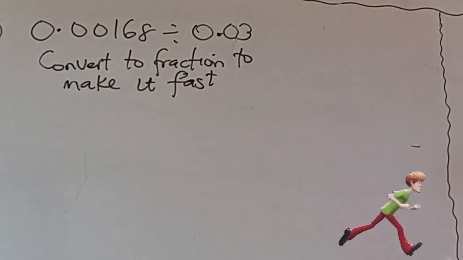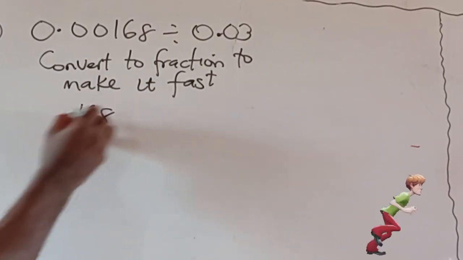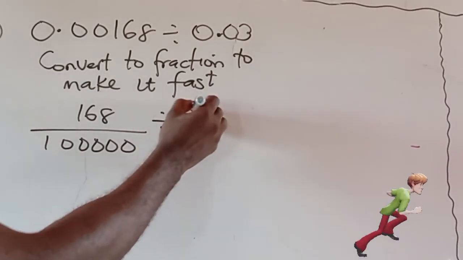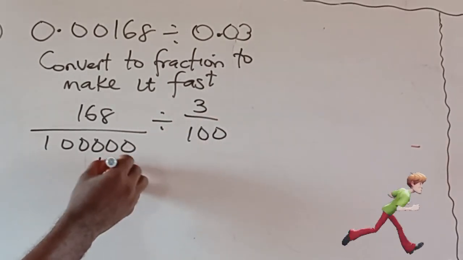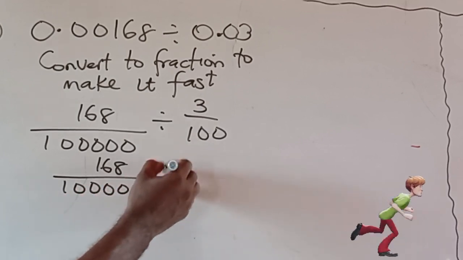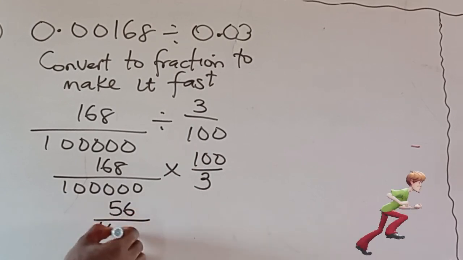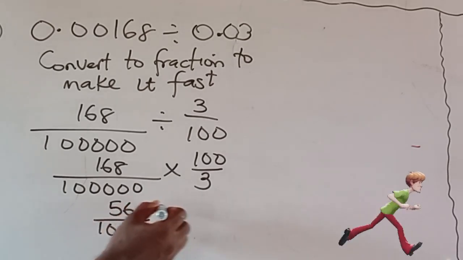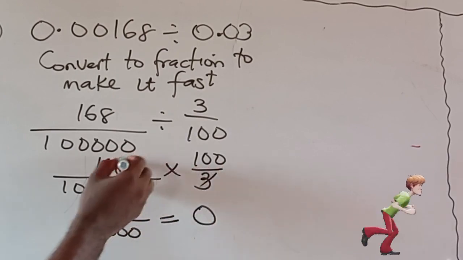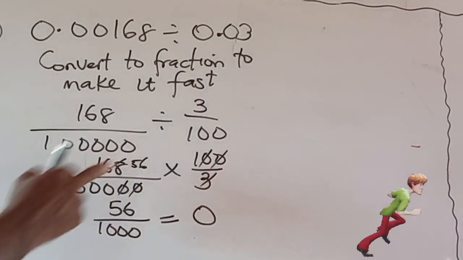When you talk of fraction, this is 168 divided by 10,000. How many zeros do we have after the point? We have 1, 2, 3, 4, 5. So 168 over 100,000 divided by 3 over 100. Times 100 over 3. So we cancel the zeros. And we have 56 over 1,000. I will cut it now to make it clear to you. We divide: 168 divided by 3 is 56. Zero cancels zero. That's why we have 56 over 1,000.